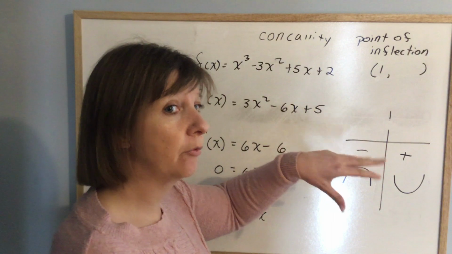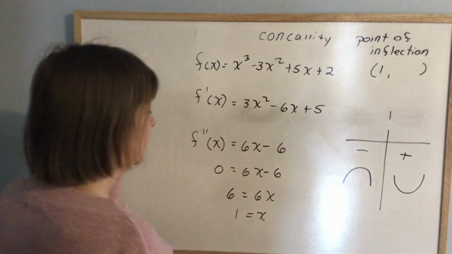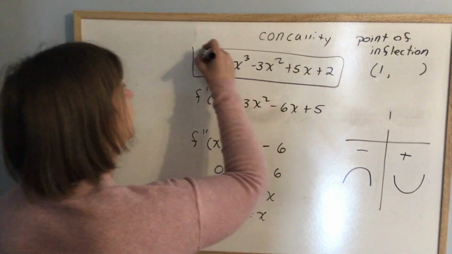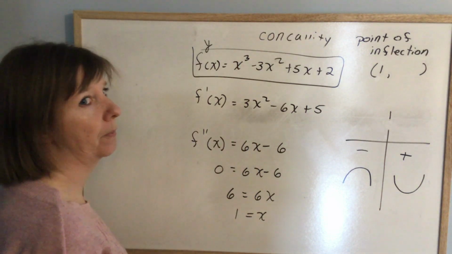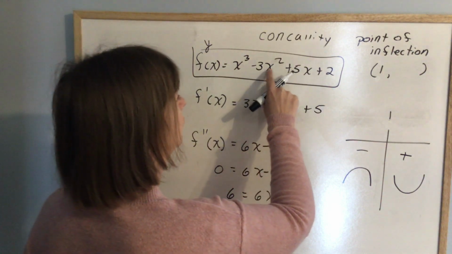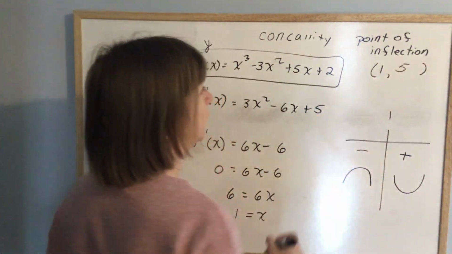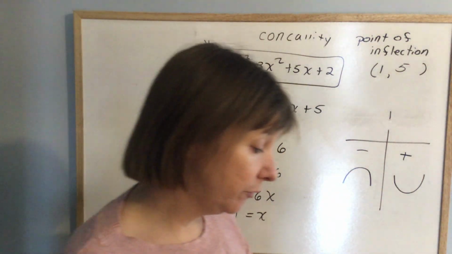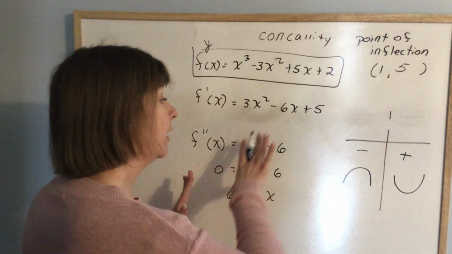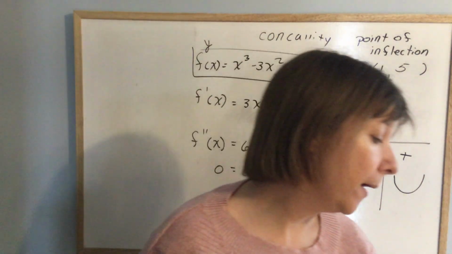But where is that on the graph? What would be the y value? 1 and what? So I have to take that 1 and put it back into the original function, because that is my y value. So 1 cubed is 1, minus 3 is negative 2, plus 5 is 3, plus 2 is 5. So I would have a point of inflection at (1, 5). Before (1, 5), it would be concave down, and after (1, 5), it would be concave up.